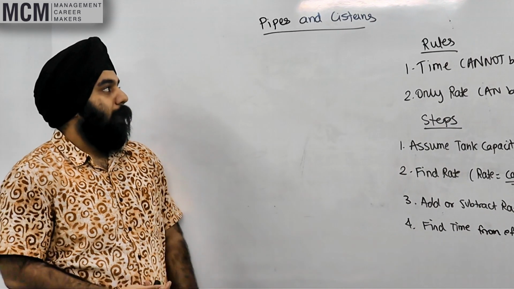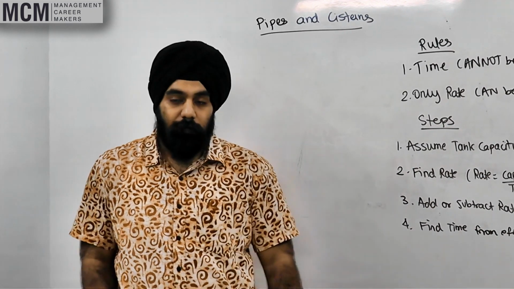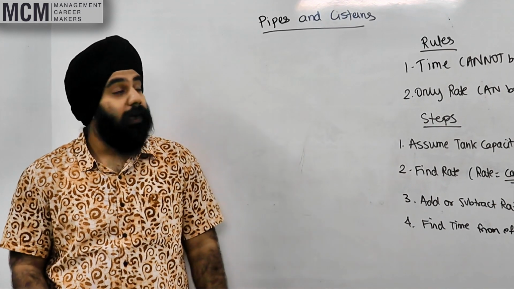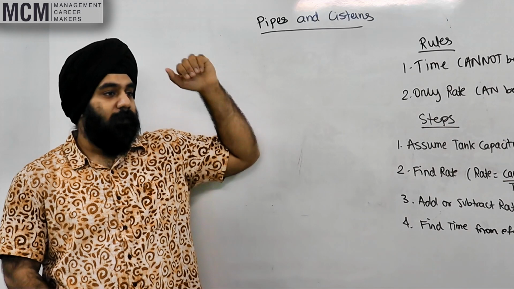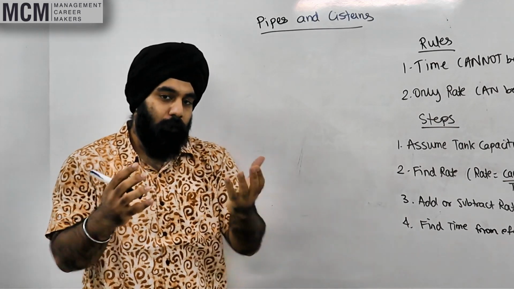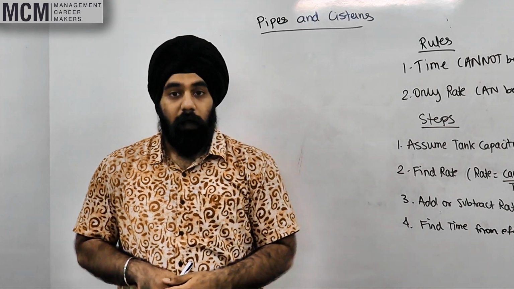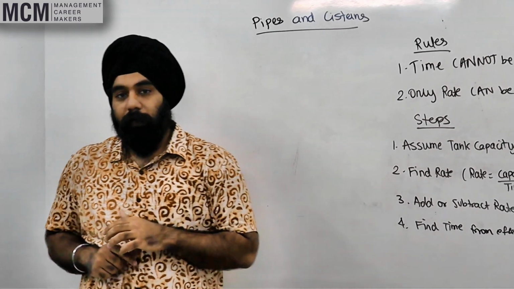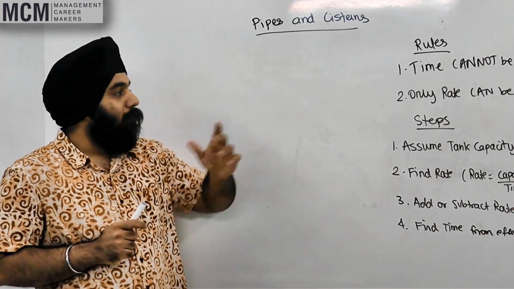What we want to do today is pipes and cisterns. Now, if you've already done the chapter men and work, pipes and cisterns is essentially the same chapter with a few naming differences. So if you haven't done men and work, let's quickly revise what we did in men and work. We had the following rules.